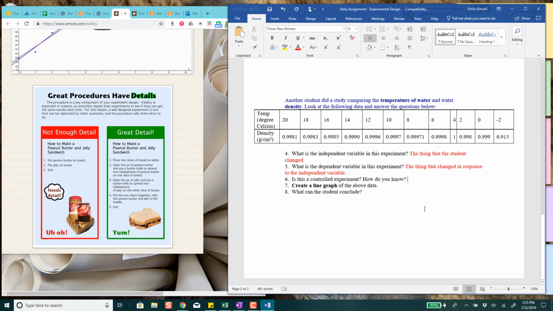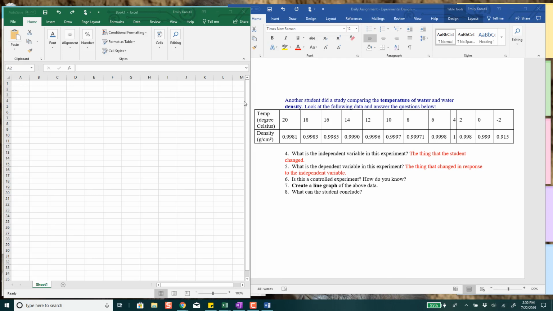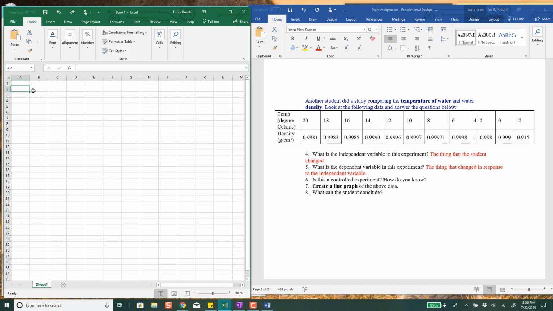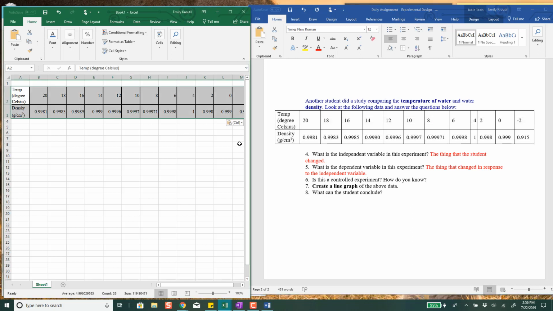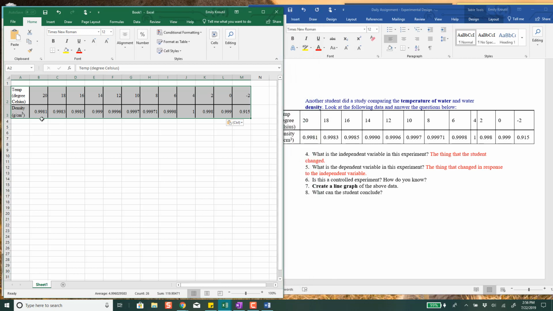and I'm going to show you how to make that line graph in Excel. Okay, so hold on a second, and I'm going to open Excel. Okay, so now I have Excel open, but I also have my lab open, and I've just got it set up right here so I can see both. And here's what I'm going to do. I'm going to take this data table, copy it, and paste it into Excel.